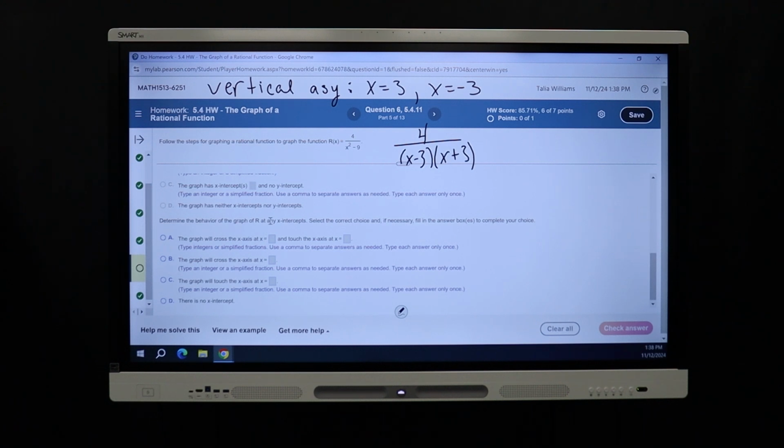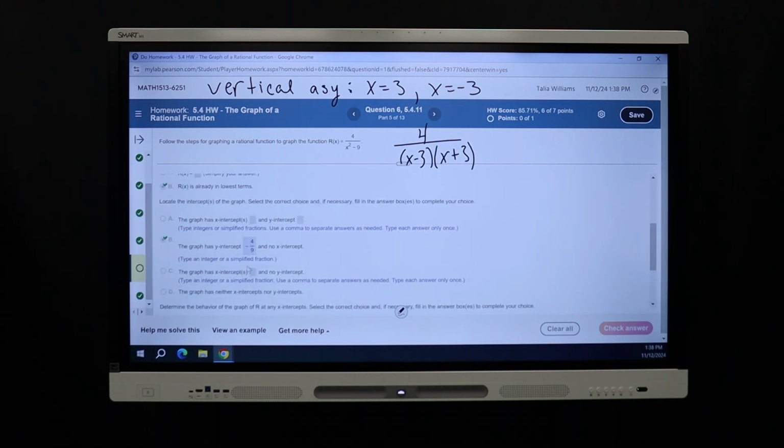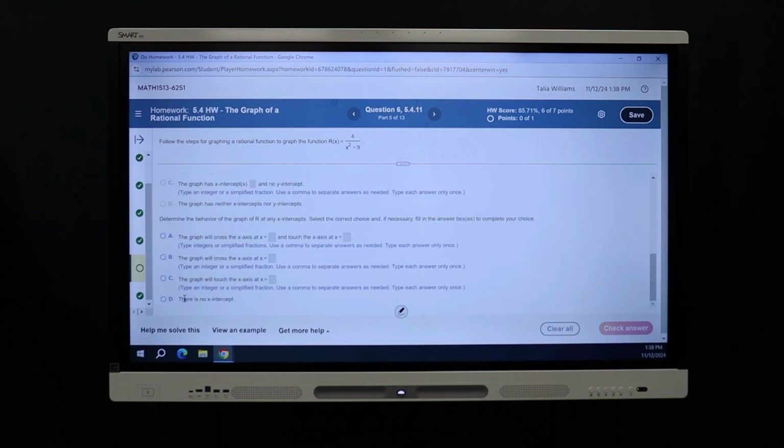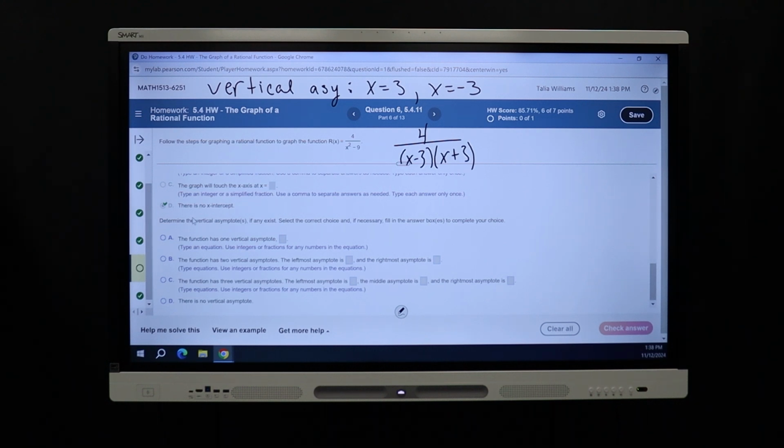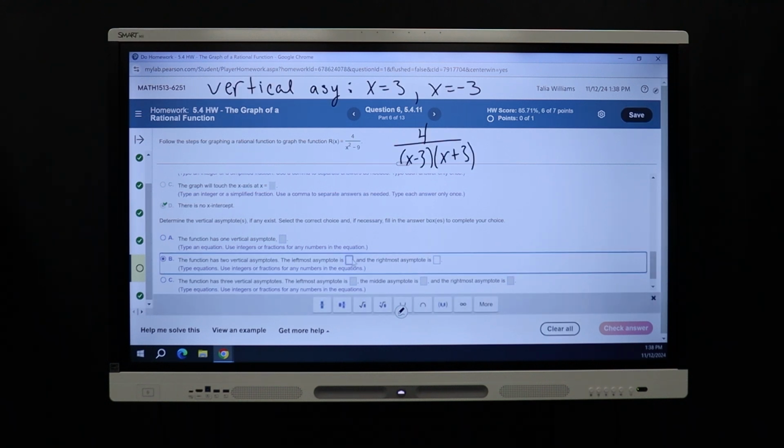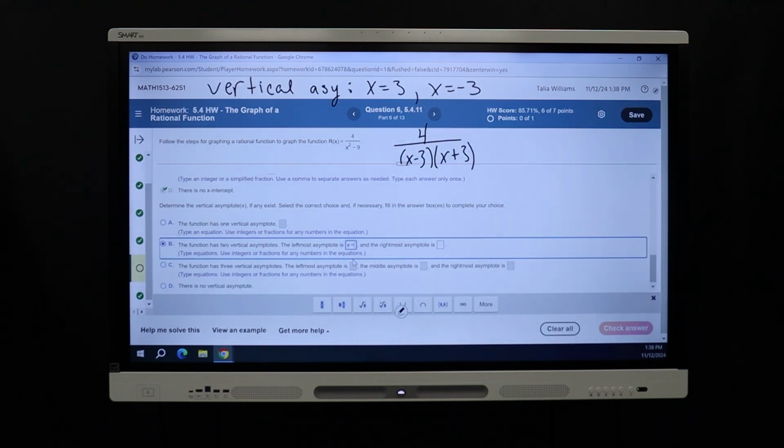Determine the behavior of the graph at any x-intercepts. We did not have an x-intercept, we just have a y-intercept. So that makes this one easy. Vertical asymptotes, we have those. We have 2, so pick the option that has 2. Our leftmost is x equals -3. Our rightmost is x equals 3.